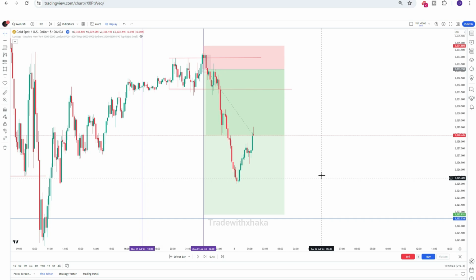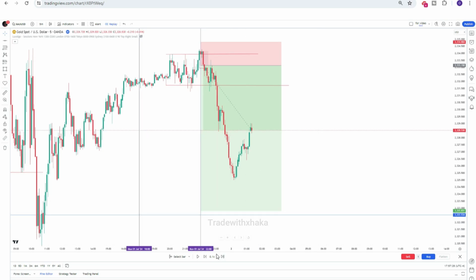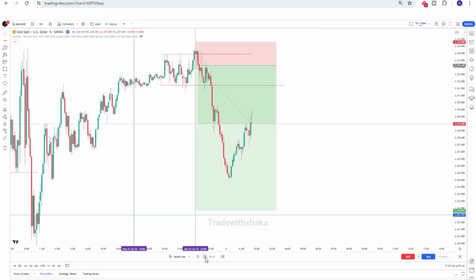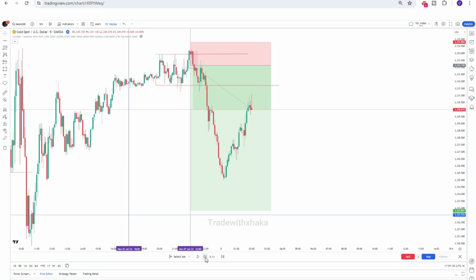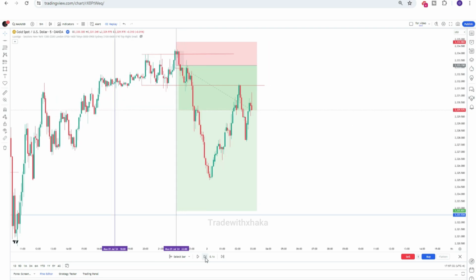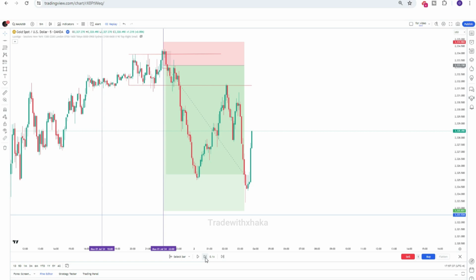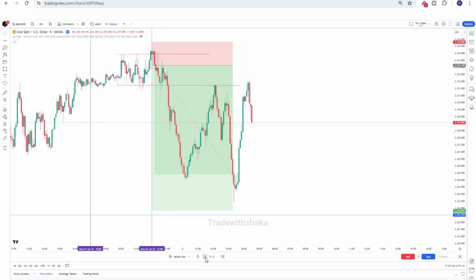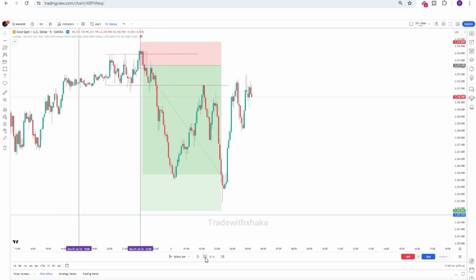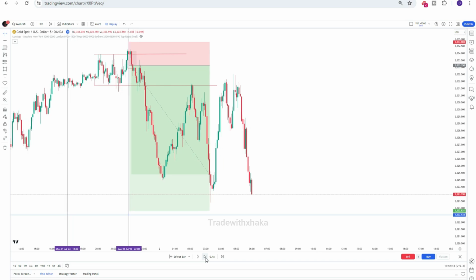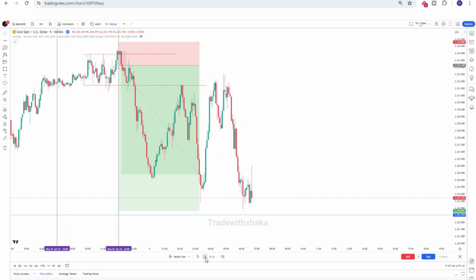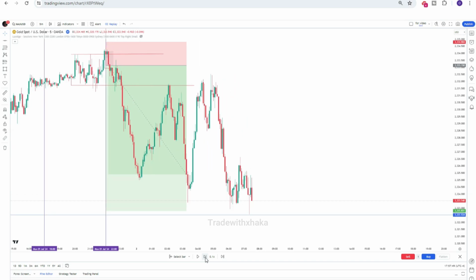Let's see how everything happens. There's no room for panic. Whenever you're taking this strategy, the only thing that will give you confidence is I'm going for high risk to reward. Even if I'm out today, tomorrow I will still make huge profit. You see how the price dropped like rain.